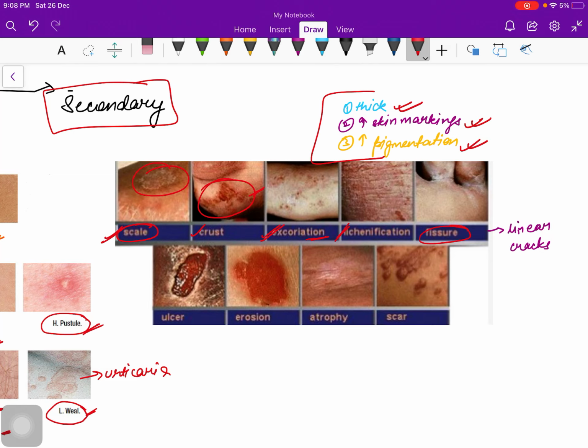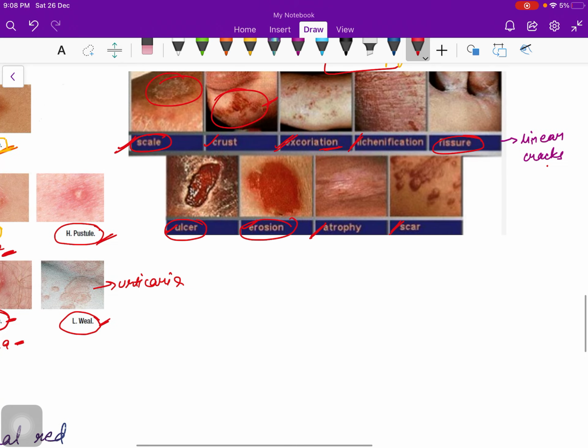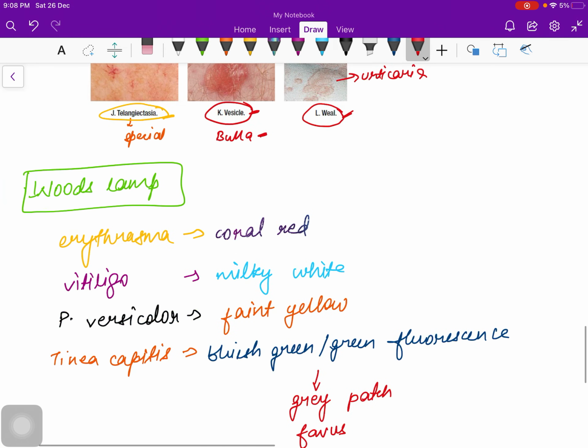Then coming on to fissures. Fissures are linear cracks on the skin. Then ulcers and erosions are where the epidermis has been removed, or an erosion is more superficial than an ulcer. And atrophy is loss of skin, and scar is formed after the loss of tissue.